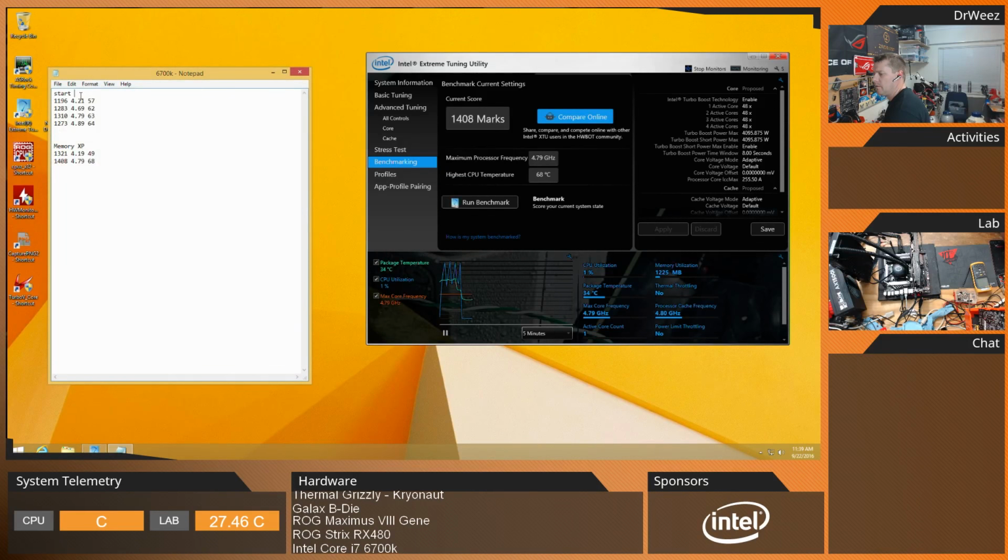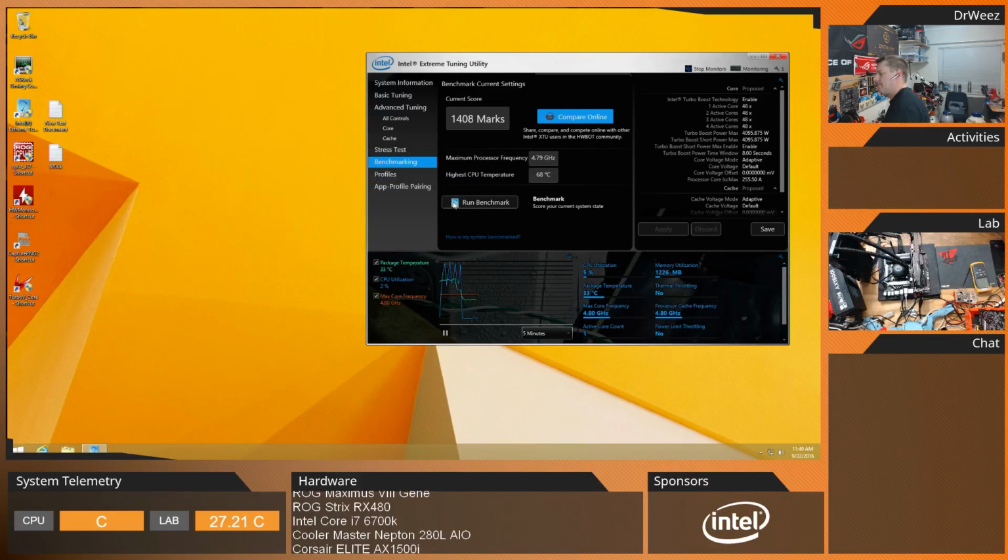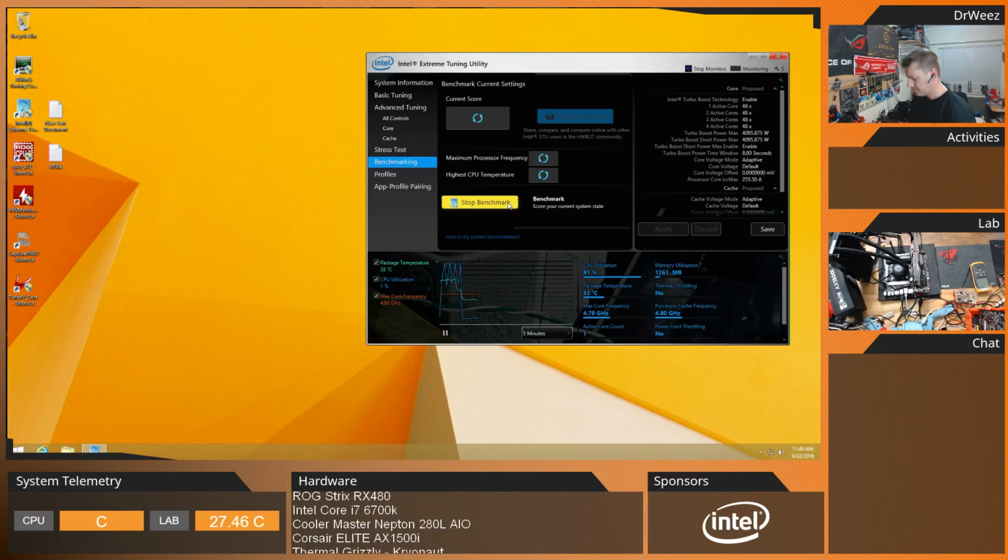We can just do this as well. This is score. Then we've got clock, and then we've got temp. Okay, so if we run that again quickly, just to get our average.